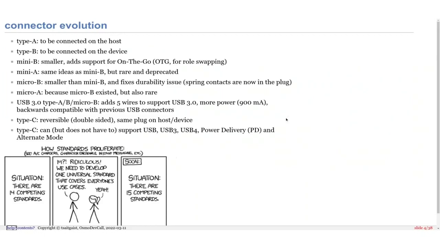And what else? It supports USB, USB 3, USB 4, and alternate modes, for example HDMI, DisplayPort, or lots of other alternate modes. But USB-C does not have to support it. It can support it. So you can use USB-C without having USB at all. You can use USB-C without having power delivery. And you'll see how this can happen in this presentation.